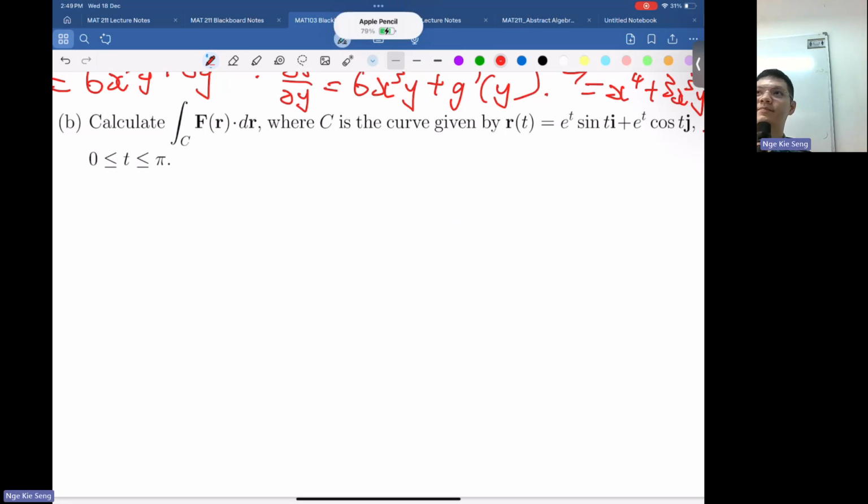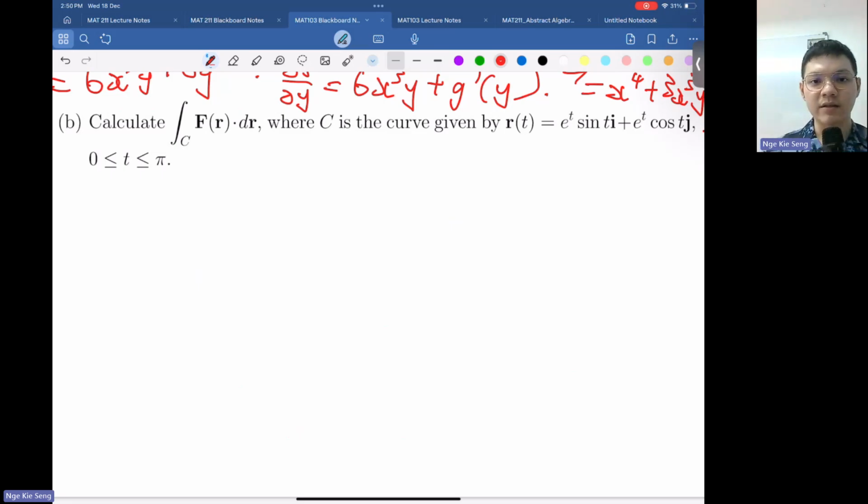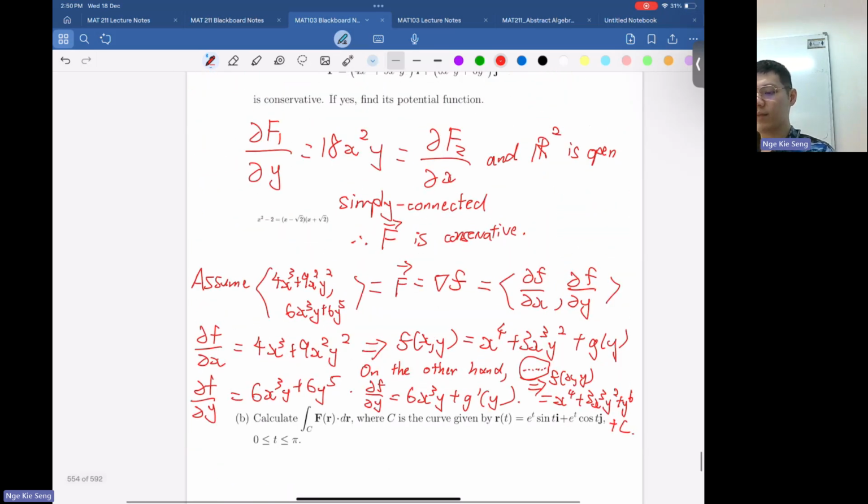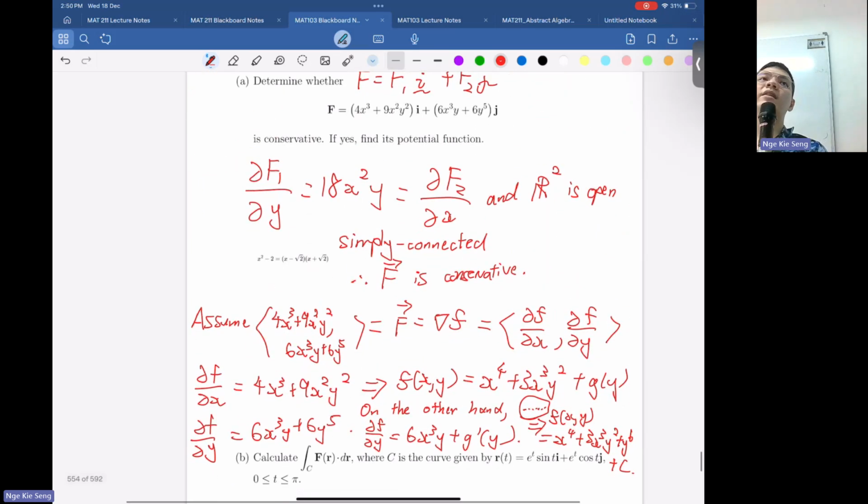Sorry? F equals gradient f, meaning what are you using there? The fundamental theorem of line integral. If you use the fundamental theorem of line integral, it means you don't need to use the parameterization. What you use is the function that we found from part A, evaluated at the endpoints.